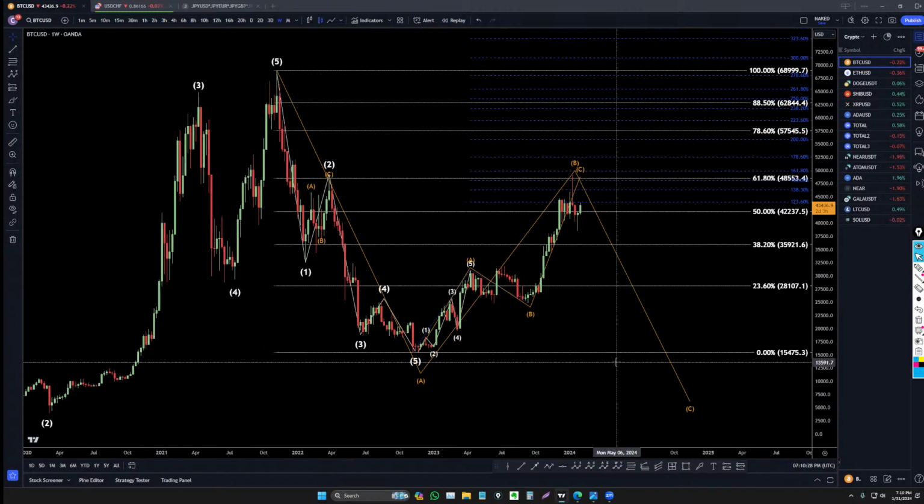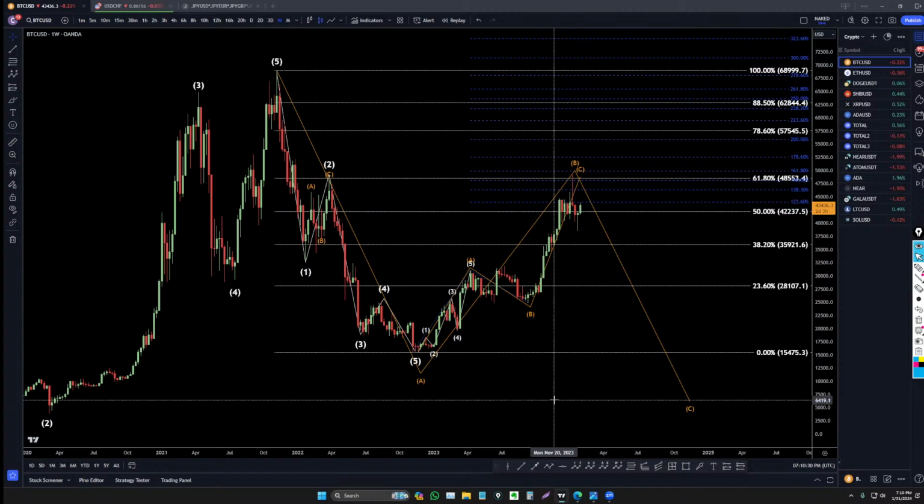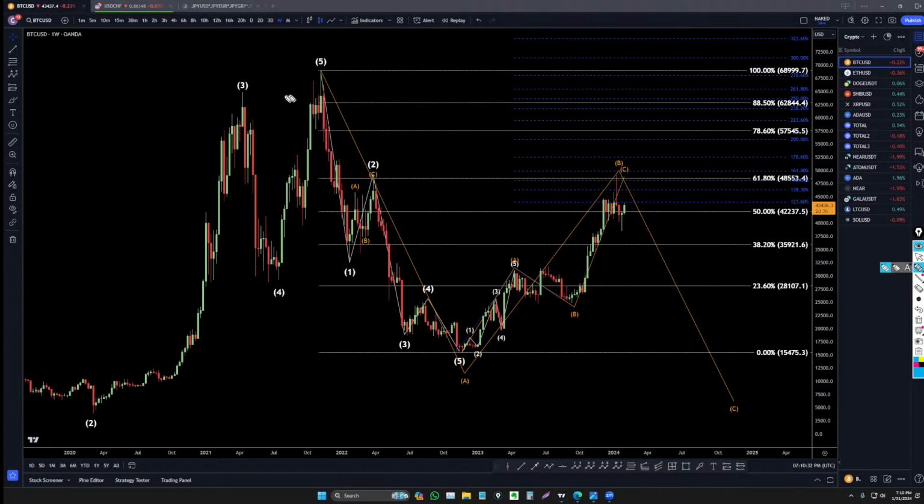I know this is probably a little bit of a controversial analysis on Bitcoin, but I do believe that Bitcoin is a one, two, three, four, five. I mean, it's an extremely clear downtrend. I'm calling this a wave A. And this is extremely clear also. One, two, three, four, five.